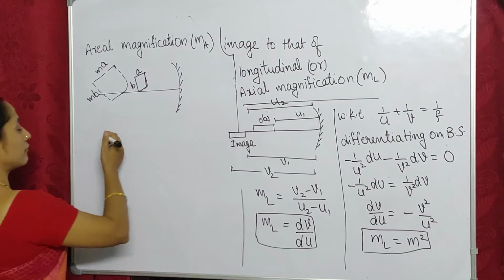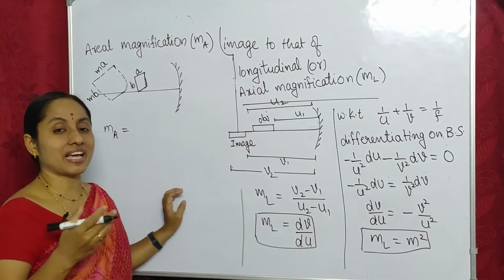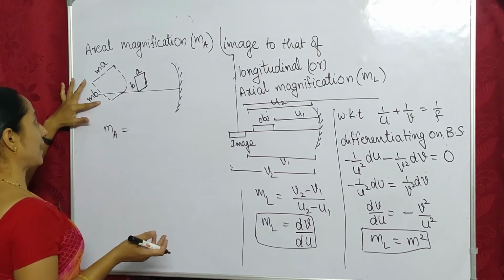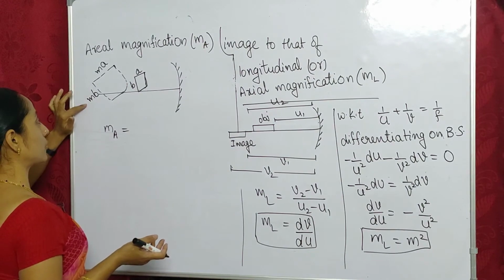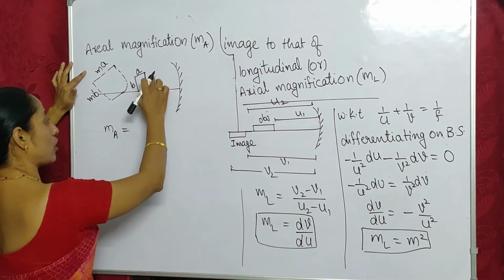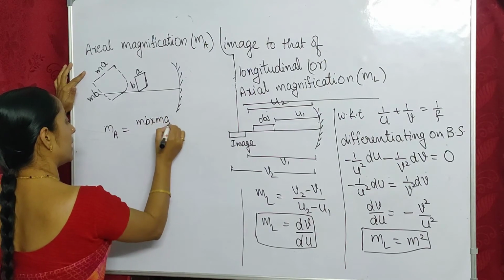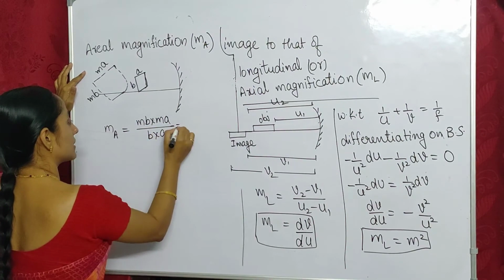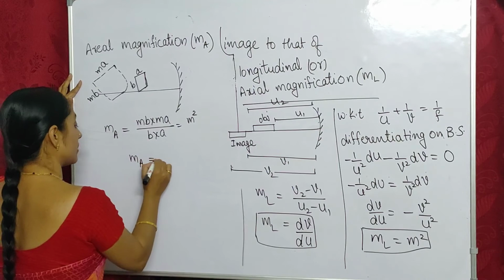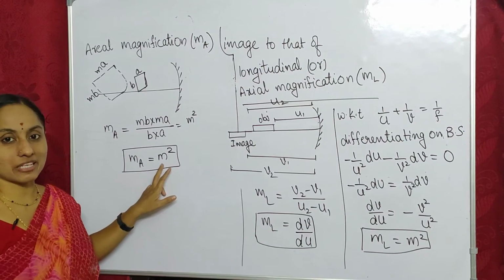So now if I write the magnification MA, how do we write it? The change in area of the image by the change in area of the object. What is area? Area is mB into mA, and area of the object is B into A. So mB into mA by B into A. This is m square. AB gets cancelled. So we directly got a relation between aerial magnification and lateral magnification.